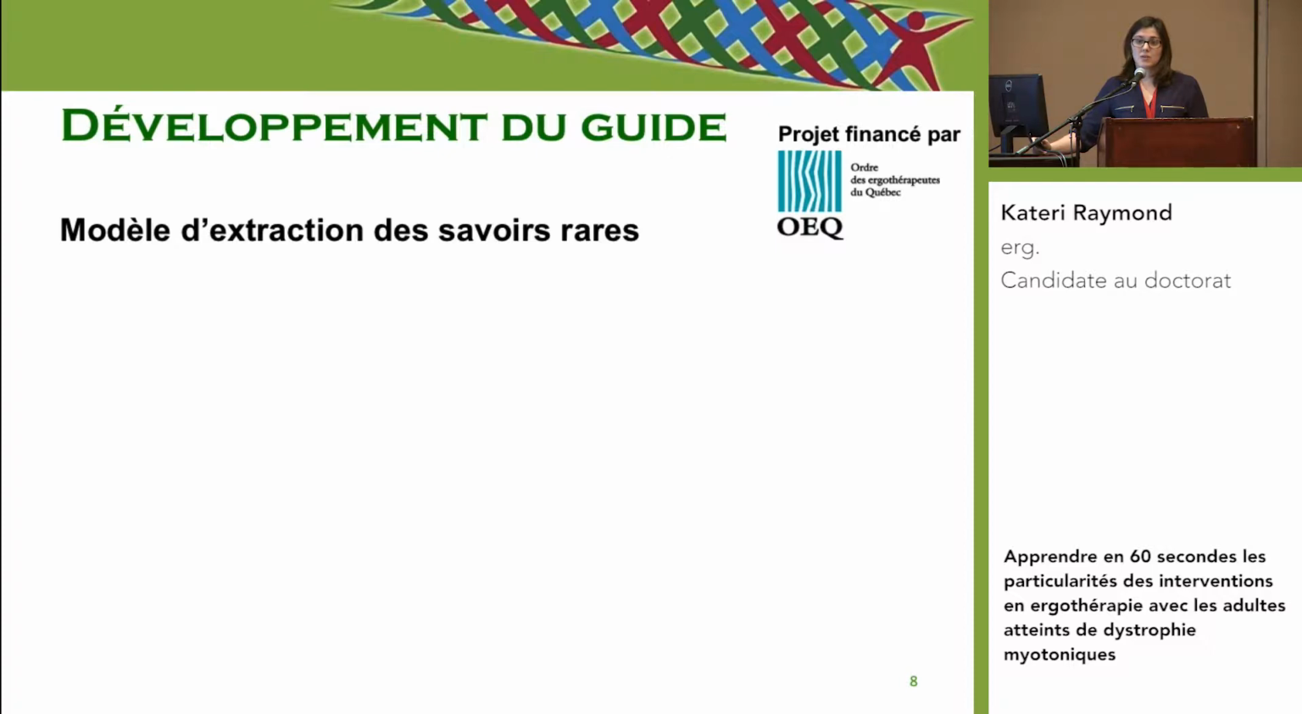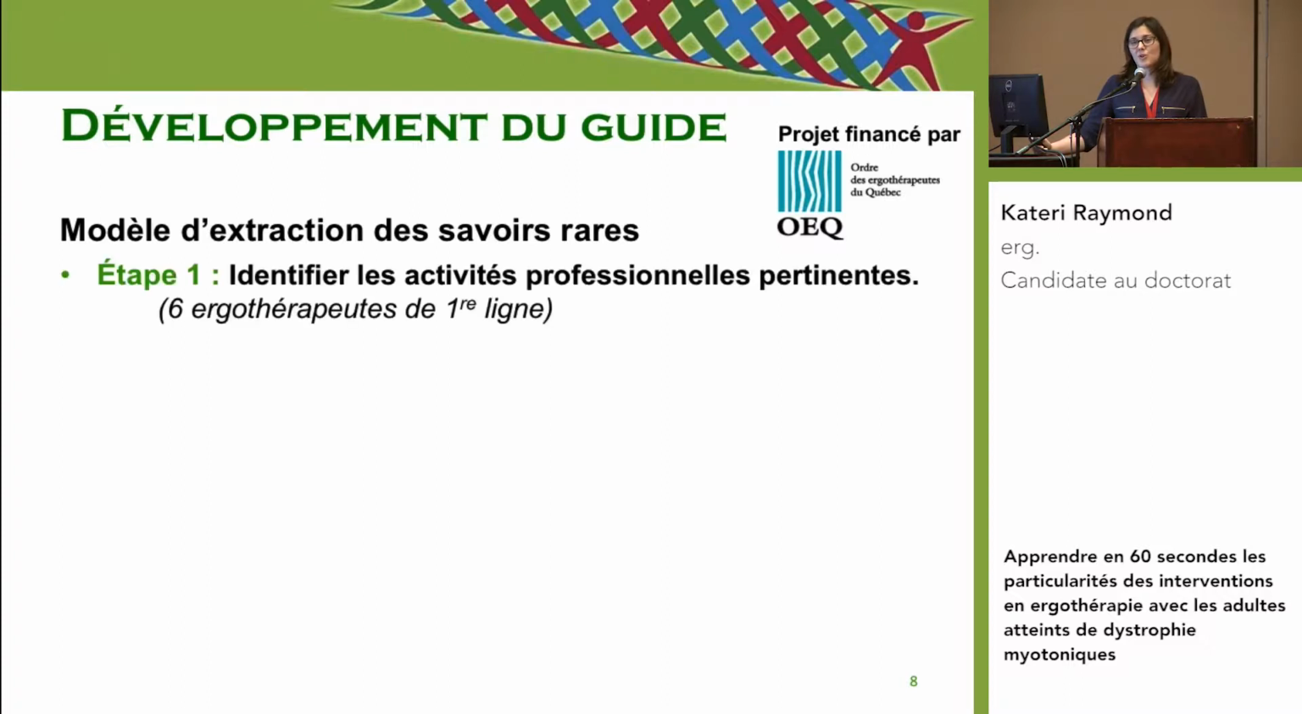And the project was really to simplify a pre-existing guide using the Rare Knowledge Extraction Guide, which is a model for the development of practice guides that was adapted to neuromuscular diseases. So to really represent the neuromuscular diseases, because it's not true that a practice guide for cancer will be developed in the same way as one for neuromuscular diseases. So we did this in 5 phases.